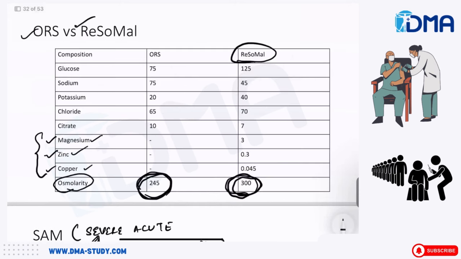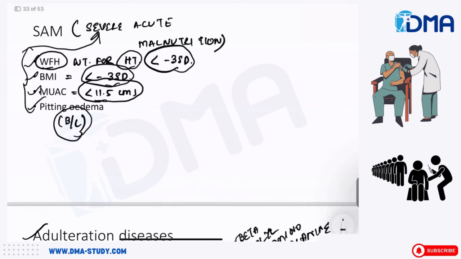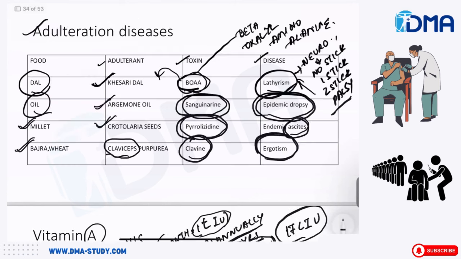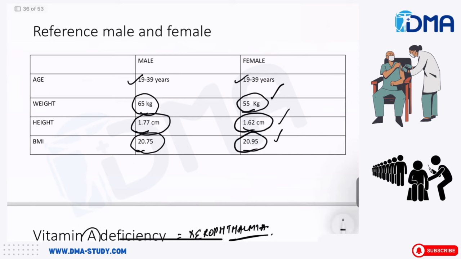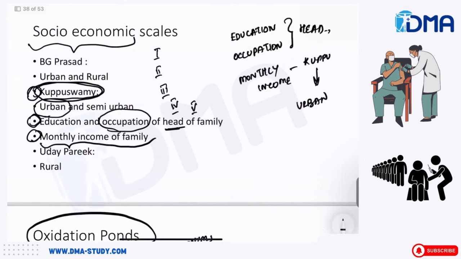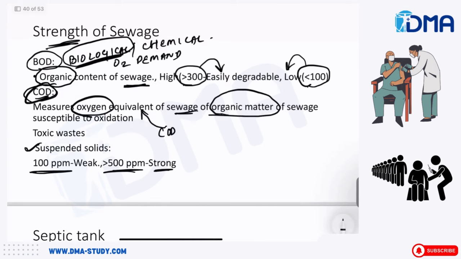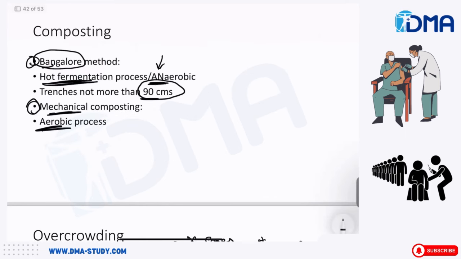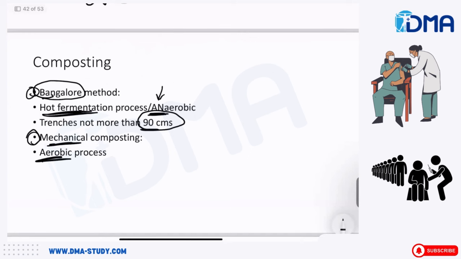ORS and Rhizomal, you have osmolarity 245 and 300. SAM is severe acute malnutrition, where you have weight for height, BMI, mid upper arm circumference, and pitting edema. Adulteration diseases are very important, which you have to know. Vitamin supplementation is okay. In vitamin A deficiency, you have to know about Bitot's spot. X1B is Bitot's spot. Kuppuswamy scale has three things: education, occupation, and monthly income. Biological oxygen demand is mainly for the organic content. Septic tank is okay. Regarding composting, the Bangalore method is anaerobic.